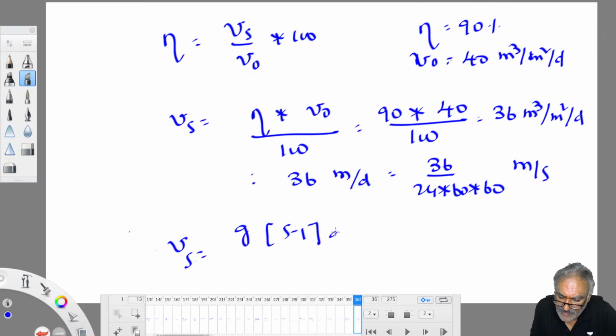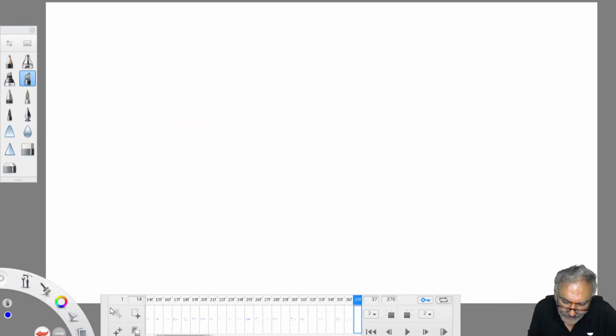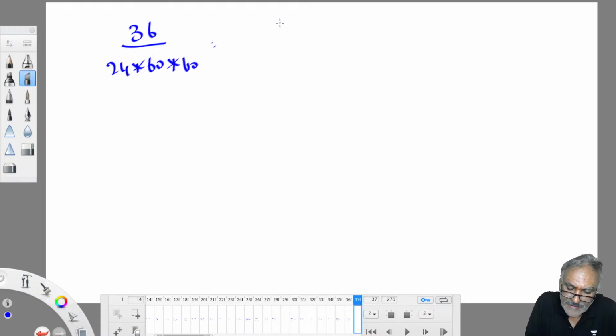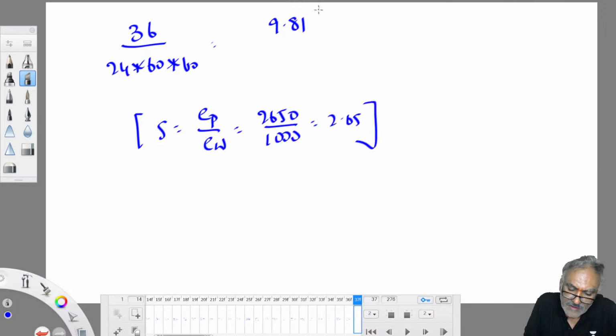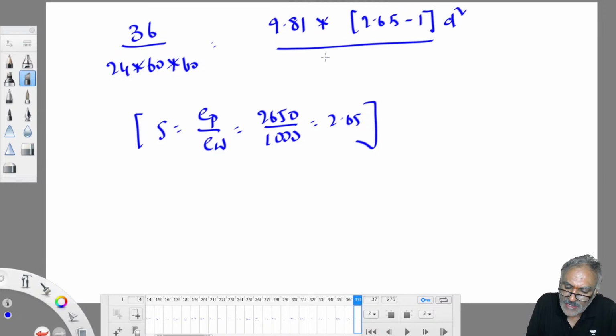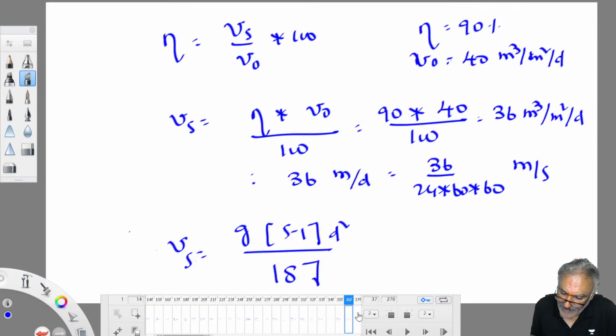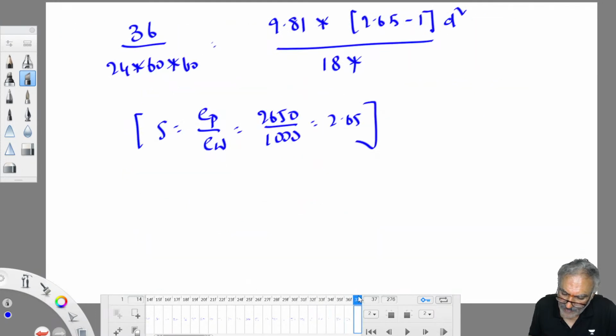VS is equal to g into (S minus 1) d square by 18 nu, where nu is kinematic viscosity. I am using this formula. So I got my VS 36 by 24 into 60 into 60. G is given 9.81 meter per second square in the question. But specific gravity is not given. Specific gravity of particle is equal to density of particle by density of water, so it is 2650 by 1000, indirectly given, it is 2.65. 9.81 into (2.65 minus 1) into d square, d is unknown, by 18 into kinematic viscosity, given in proper unit system, 1.10 into 10 power minus 6.